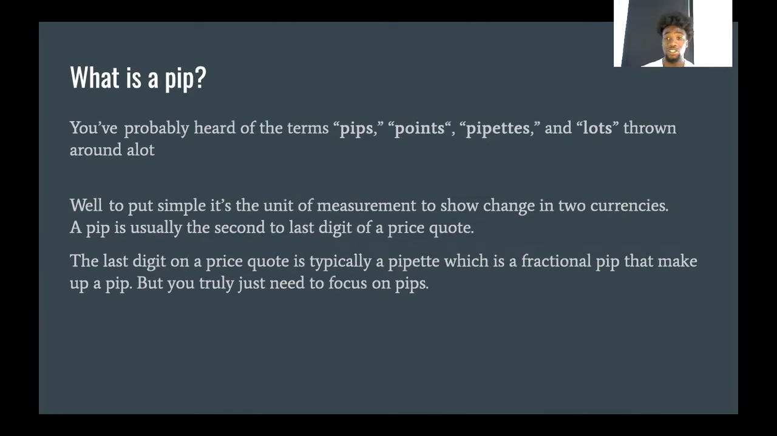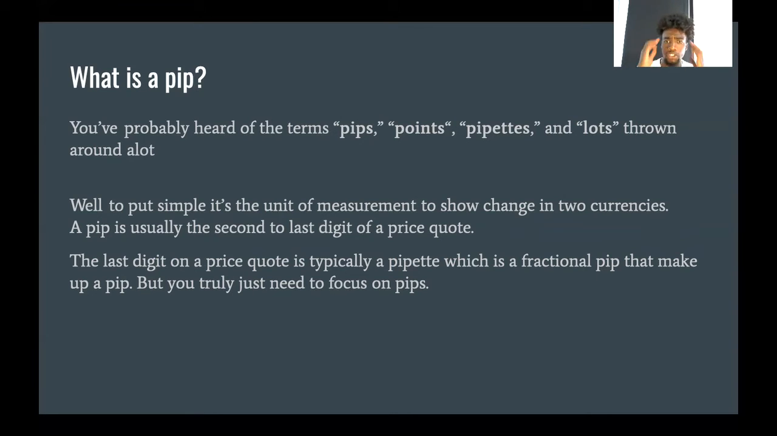So what is a pip? You've probably heard the terminology pips, points, pipettes, and lot sizes thrown around a lot, especially if you know any Forex traders. Quite simply, a pip is the unit of measurement to show change in 2 currencies. As you see, when GU went up, the pips went up, right? The second to last digit is usually the pip, and the last digit on a price quote is usually a pipette, which is a fractional, 1/10 of a pip. So 10 pipettes make up 1 pip.